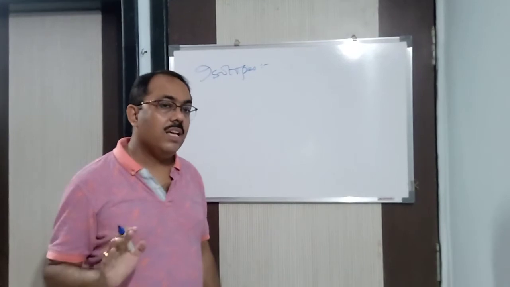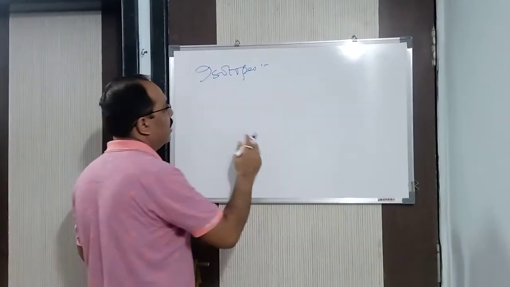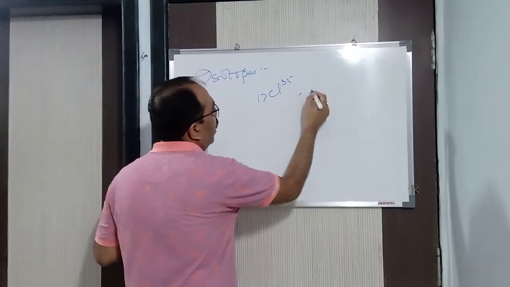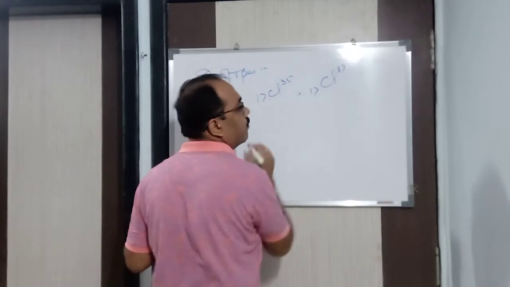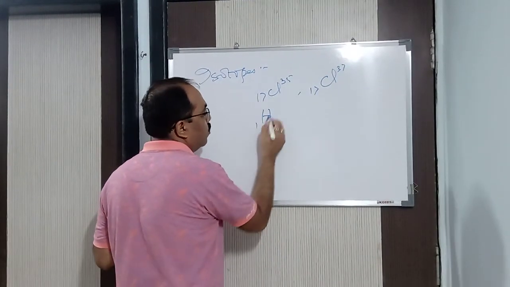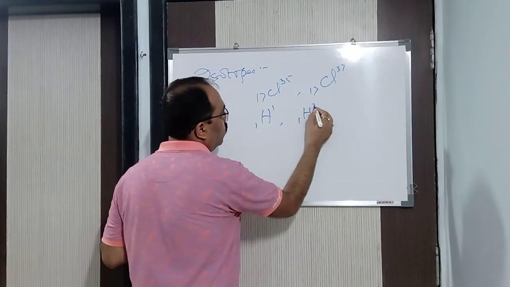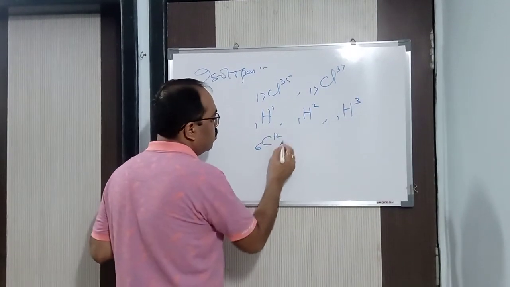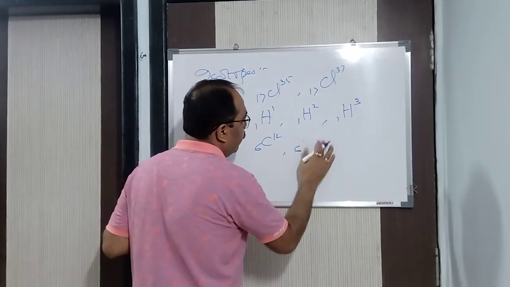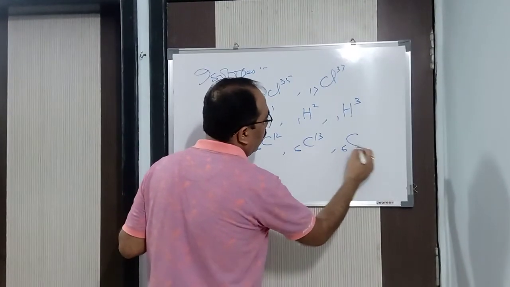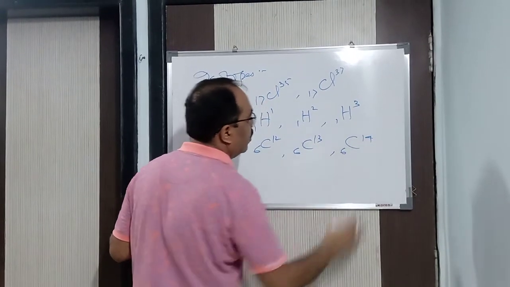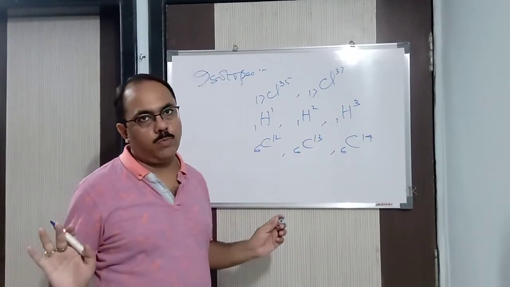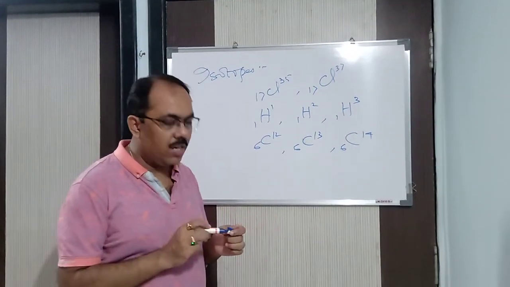What I said? Atoms of the same element. Like just now I was saying to you that chlorine has got two isotopes, 17Cl35 and 17Cl37. Similarly hydrogen has got three isotopes, 1H1, 1H2, 1H3. Carbon has got three isotopes, 6C12, 6C13 and 6C14. So if you see the periodic table, you will find that every element has got some or other isotopes.